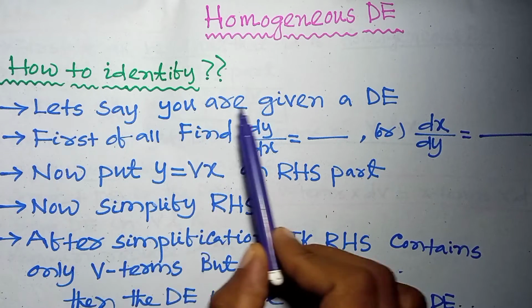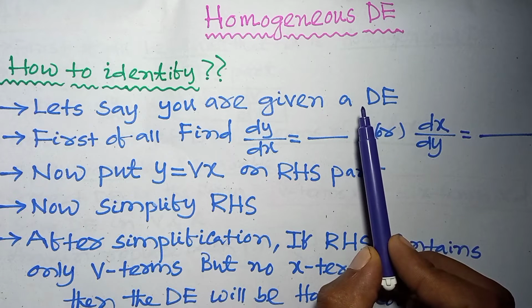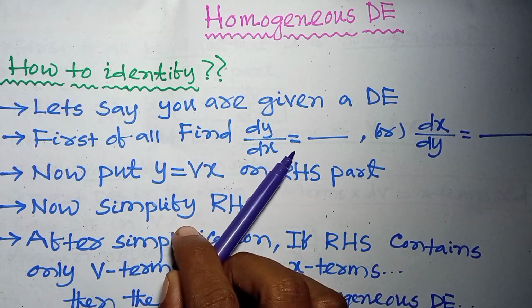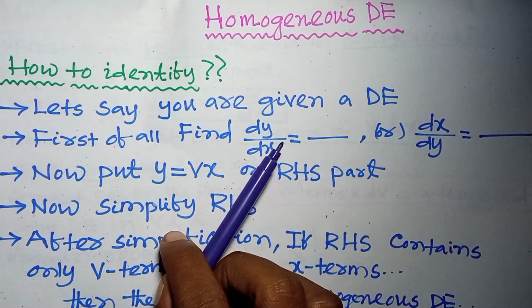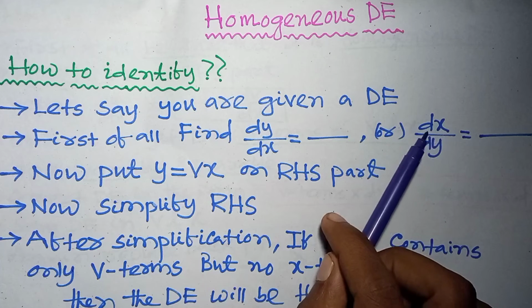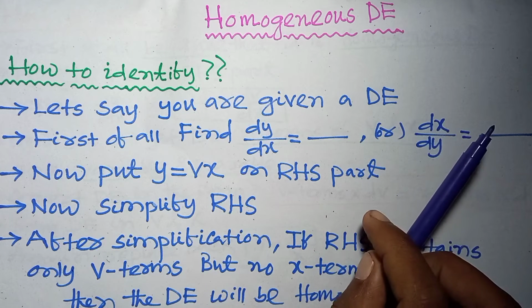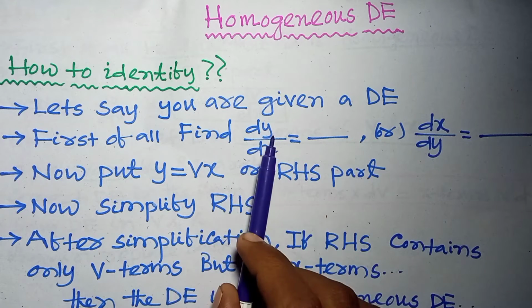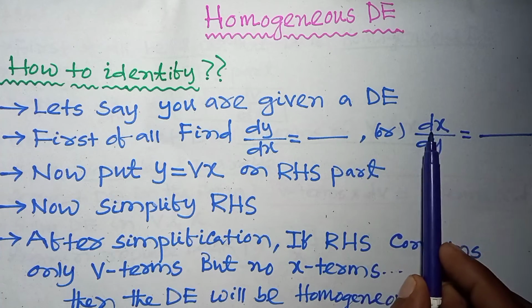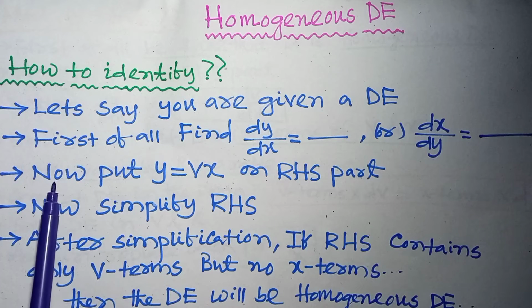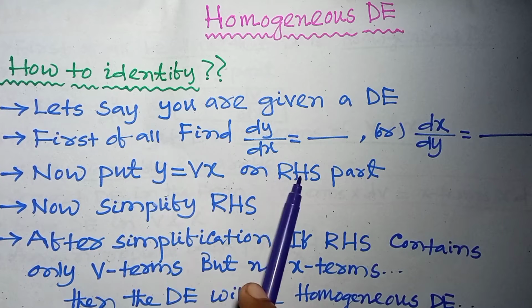So let's say you are given a differential equation. What you have to do, first of all, is find the value of dy by dx from that differential equation. First find dy by dx is equal to something, or dx by dy is equal to something. This is the first step. Now you have to put y is equal to vx on the RHS part.